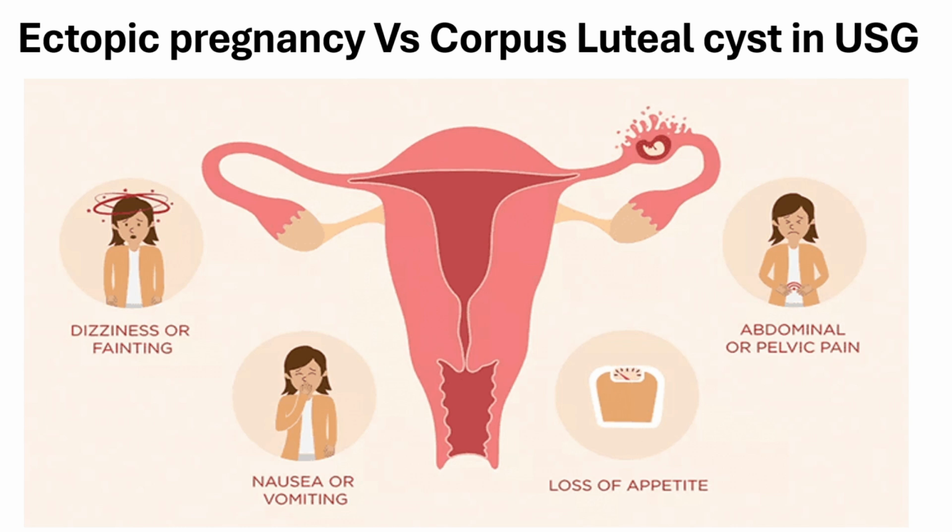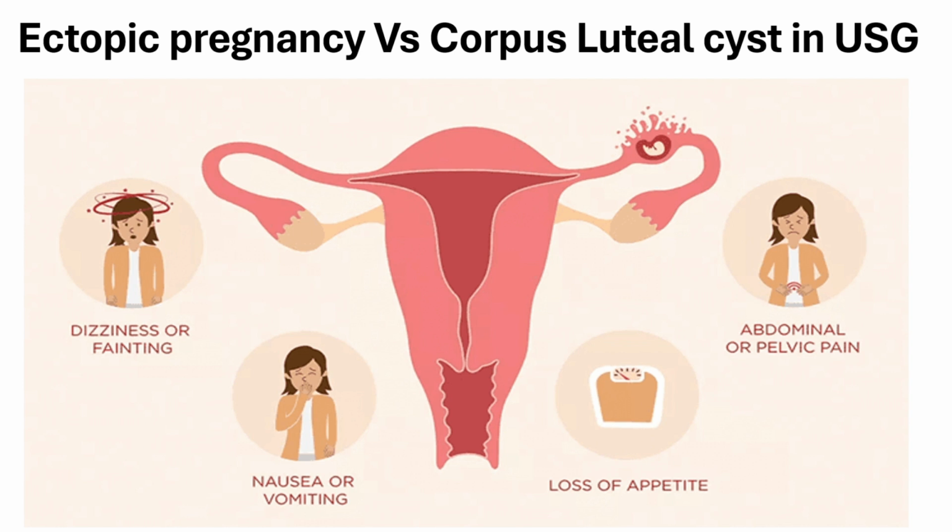In this video, I am going to describe ectopic pregnancy versus corpus luteal cyst. It is very necessary to identify ectopic pregnancy and corpus luteal cyst because ectopic pregnancy is a very emergency condition, whereas the corpus luteal cyst is a physiological cyst. It does not cause any fatal emergency, whereas ectopic pregnancy is a life-threatening condition.